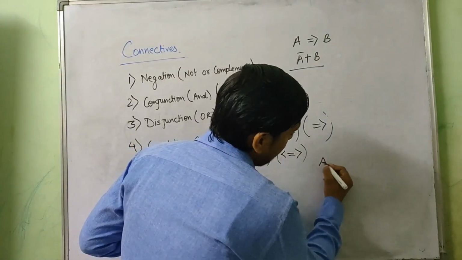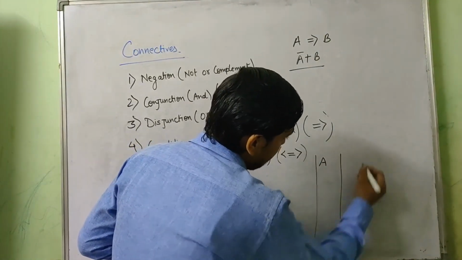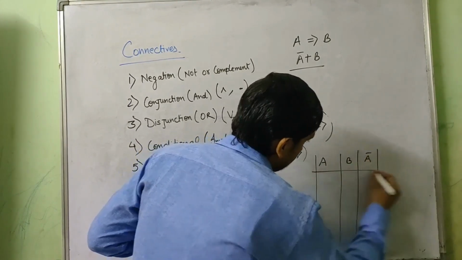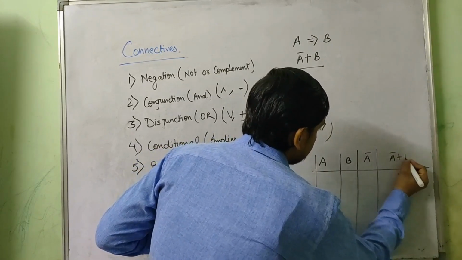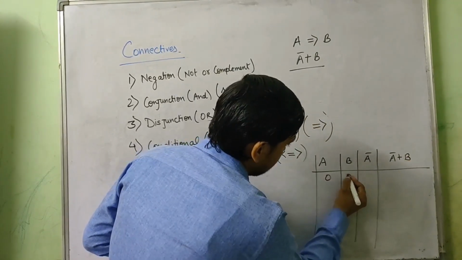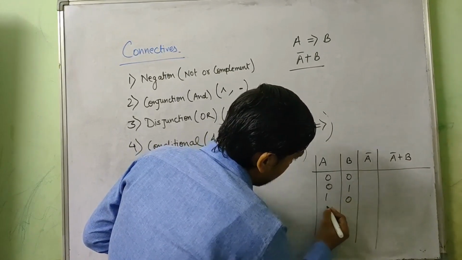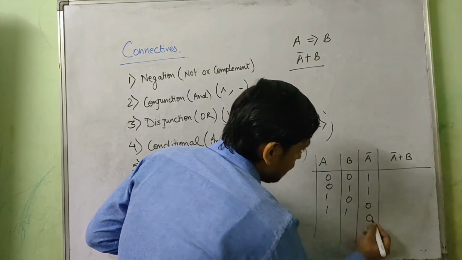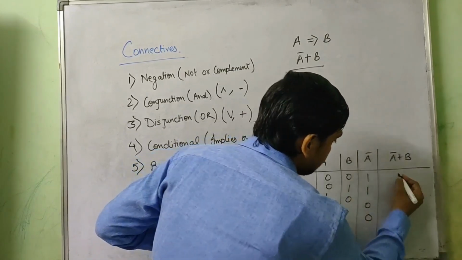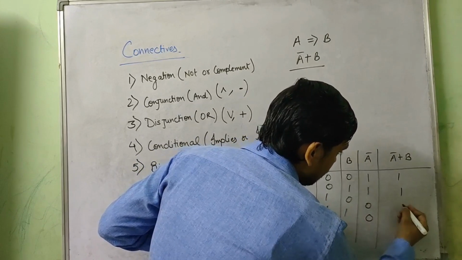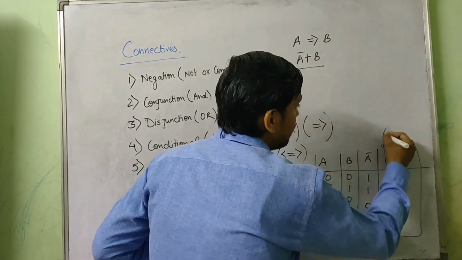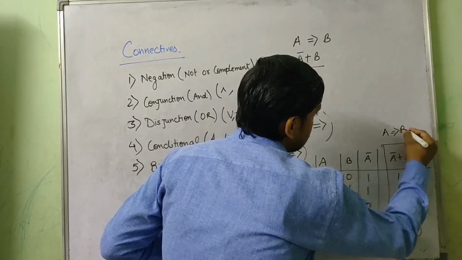Okay, let me show you. So let's see the result of A complement plus B. So let's have A, B and A complement. So this is A complement plus B. Fine. So 0, 0, 0, 1, 1, 0, 1, 1. A complement will be 1, 1, 0, 0. Now let's add them up. So 1 plus 0 is 1, 1 plus 1 is 1, 0 plus 0 is 0, 1 plus 0 is 1. So you are getting the same result that you would get if you used implies.